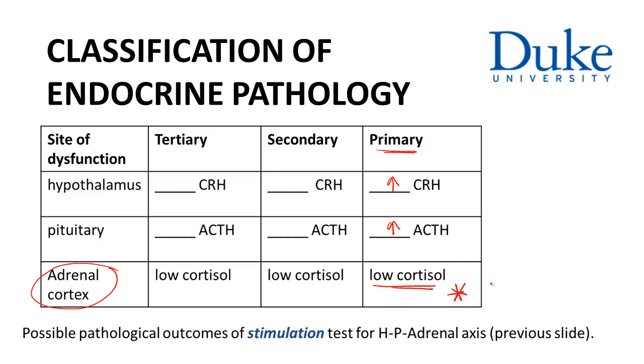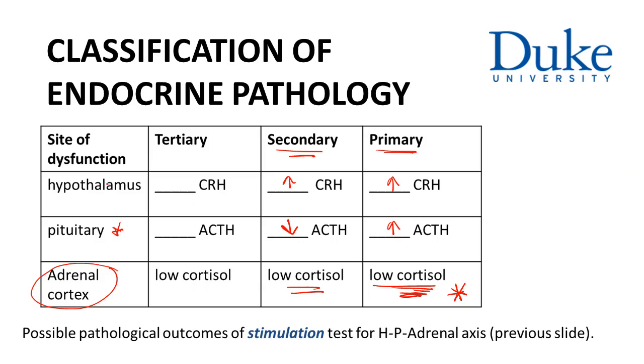We don't have a negative feedback loop to decrease the ACTH or the CRH because the cortisol level is low. If the problem was secondary, then we'd have a low cortisol, but we would also have a low ACTH. The ACTH is the problem, and that means that the problem is sitting here at the pituitary. The CRH could be high because it is trying to push the ACTH, but the ACTH is not being secreted correctly. It's low, and therefore cortisol is low. That would be classified as a secondary pathology.